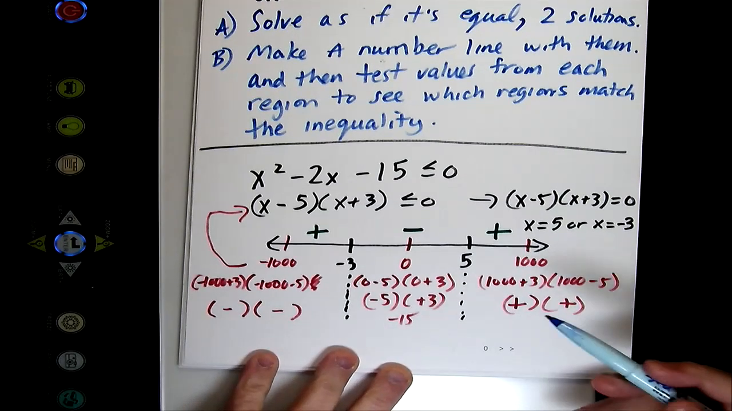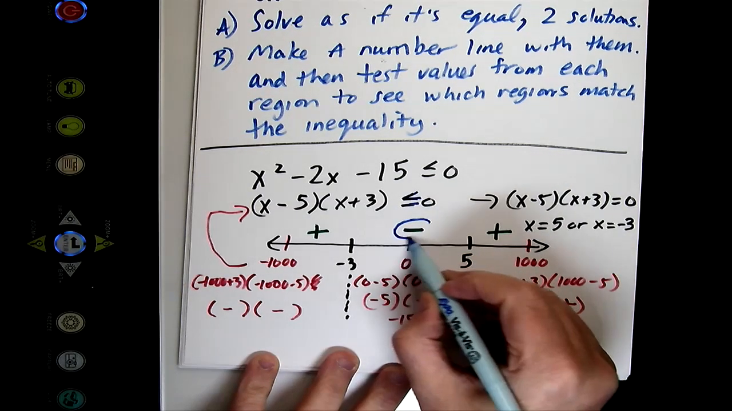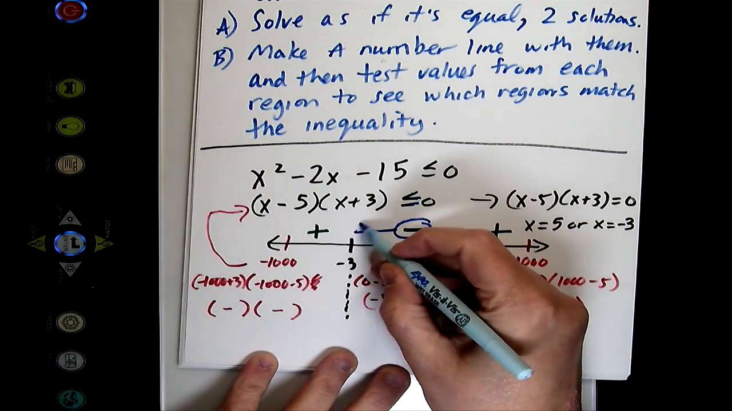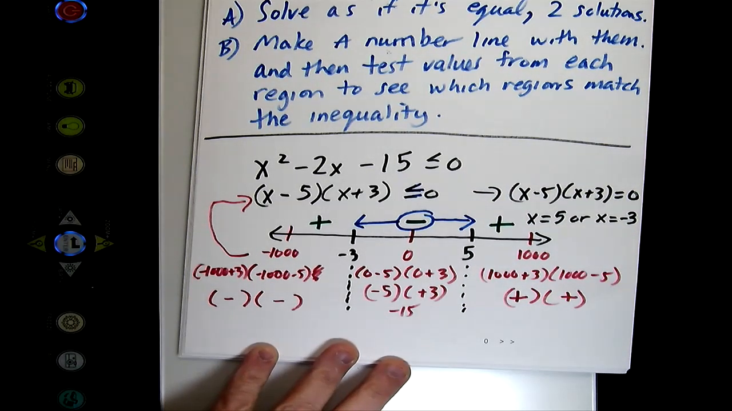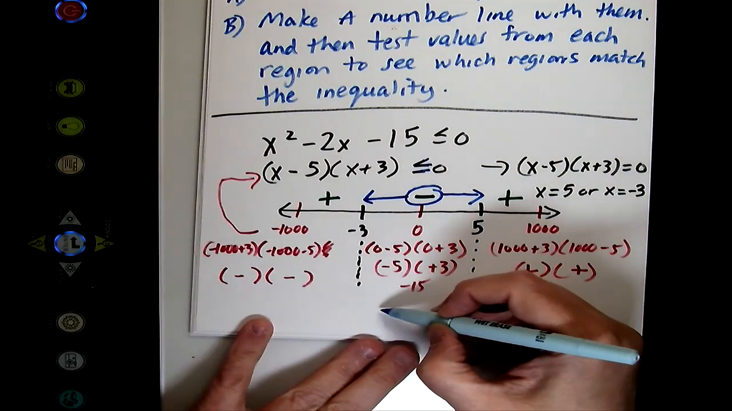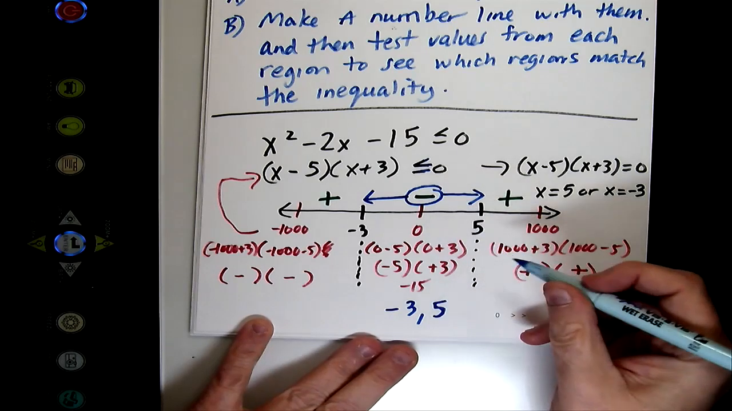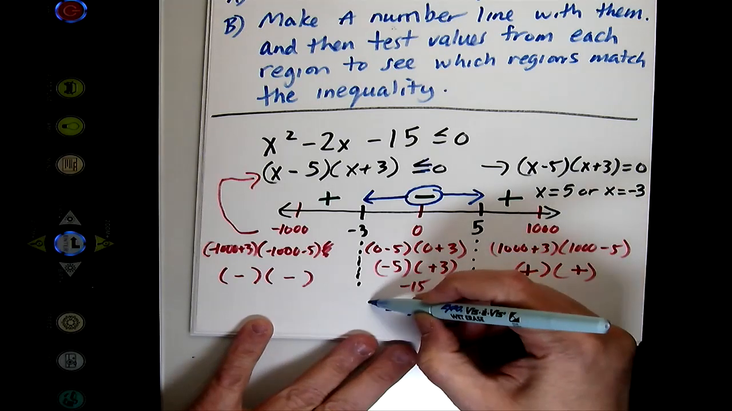Now I go up and check my inequality. I'm looking for things that are less than 0. I'm looking for this region right here. Since the 0 worked and the other two regions didn't, that means everything between the -3 and the 5 works. And it means the solution goes from -3 to 5. And since we had the less than or equal to part for both of them, we're going to use square brackets for both.